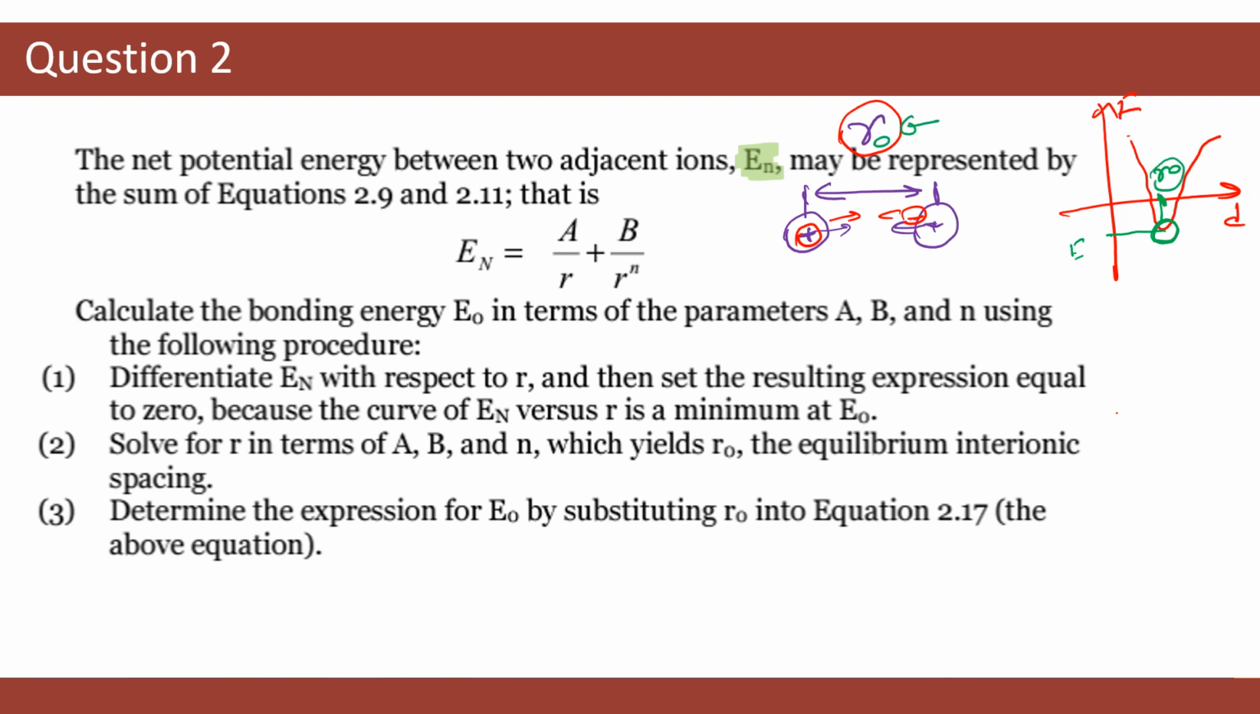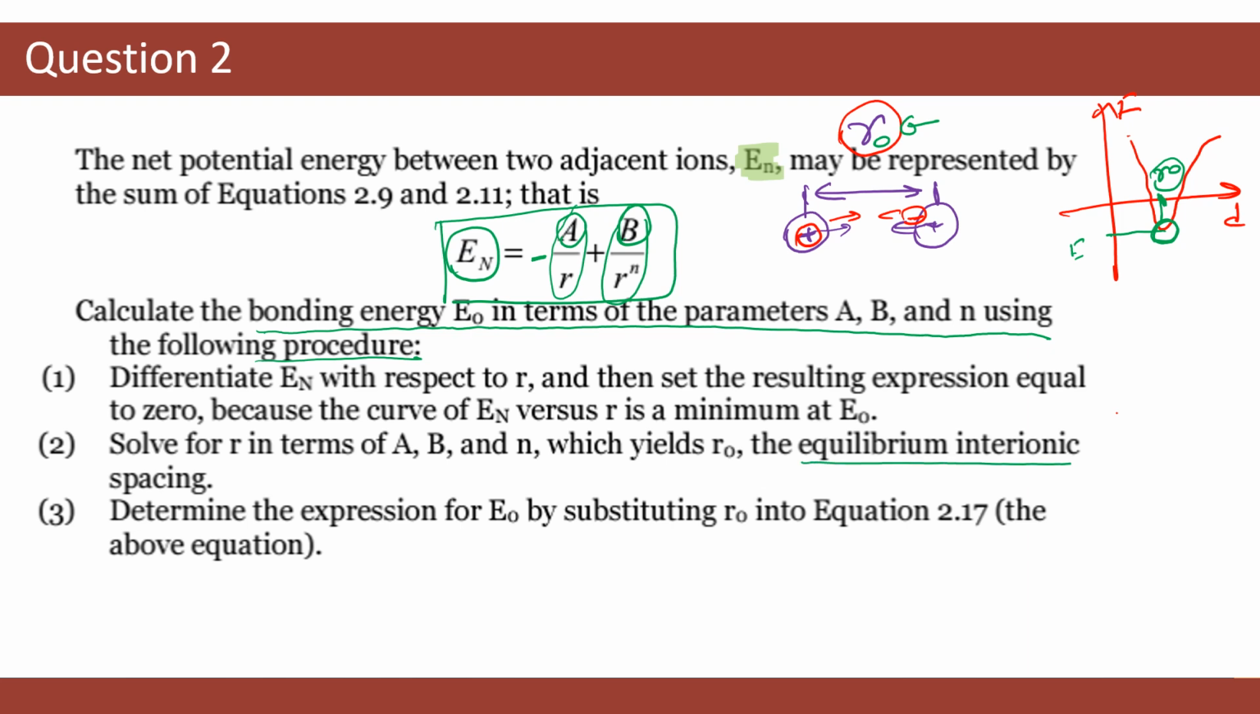Make sense? So this is your energy equation. You have a negative sign here for the attraction energy, and then the repulsion energy. A and B are constants. When you add these two energies together, you get the total energy, a curve like this. But they are talking about the equilibrium state. They are asking: calculate the bond energy E naught in terms of the parameters A, B and N. The following proceeded: differentiate.